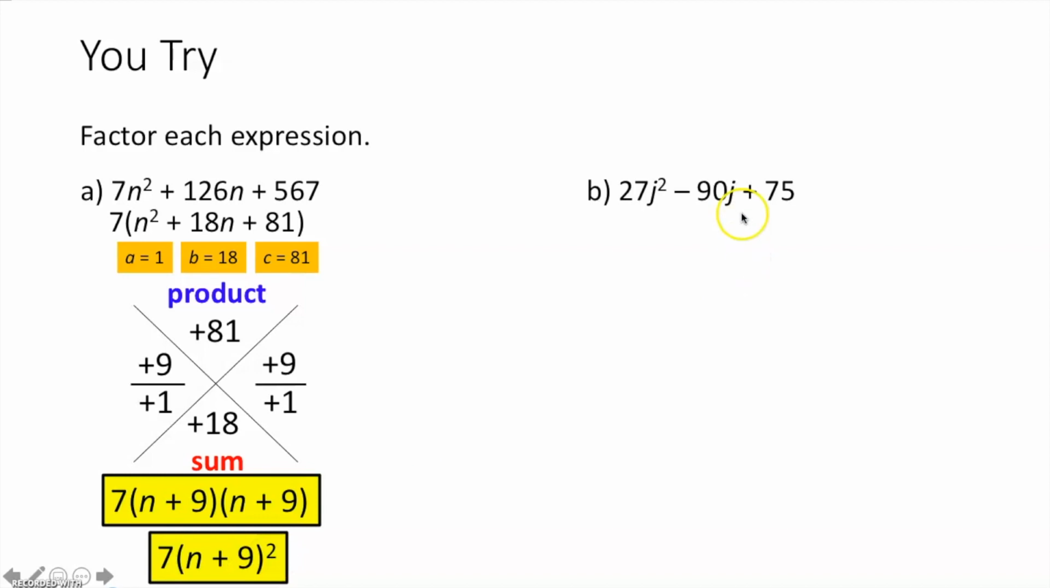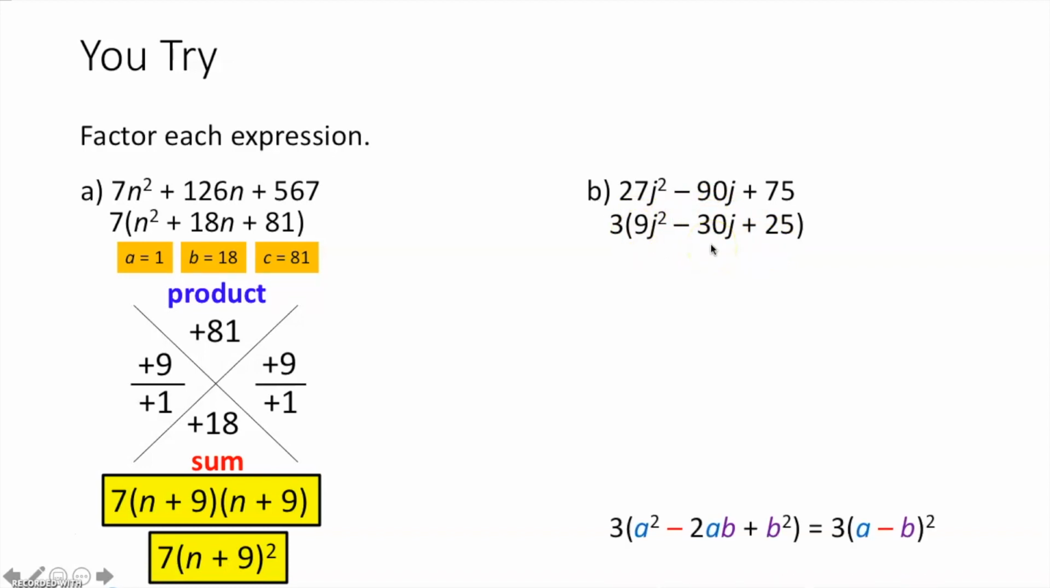Either way. Here, is there something that divides into each of these terms? Yeah, I think a 3, right? So I can factor out a 3 from each of these terms. I then in here, can I take the square root of this? Yeah, it's 3j. Can I take the square root of this? Yeah, it's 5. So this is actually looking like a perfect square trinomial. Is this 2 times 3j times 5?